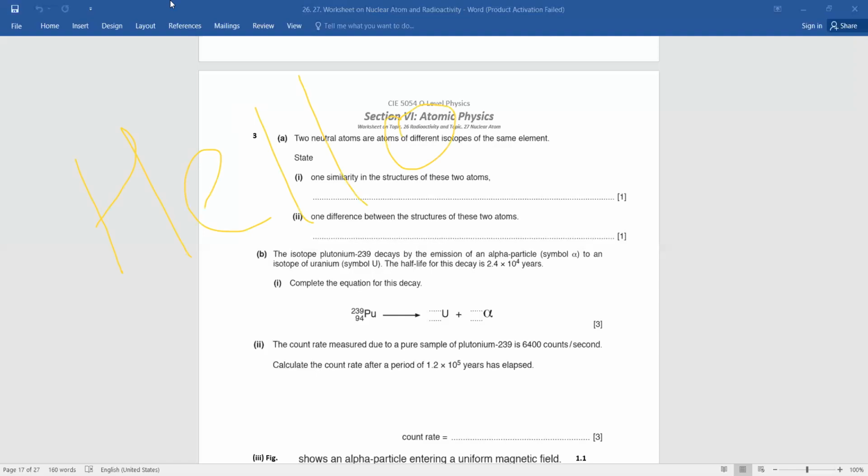Yes, please continue, please. I was in a call. That's why. Direct call. Okay, continue, please, Adnan. One difference between the structure of these atoms.